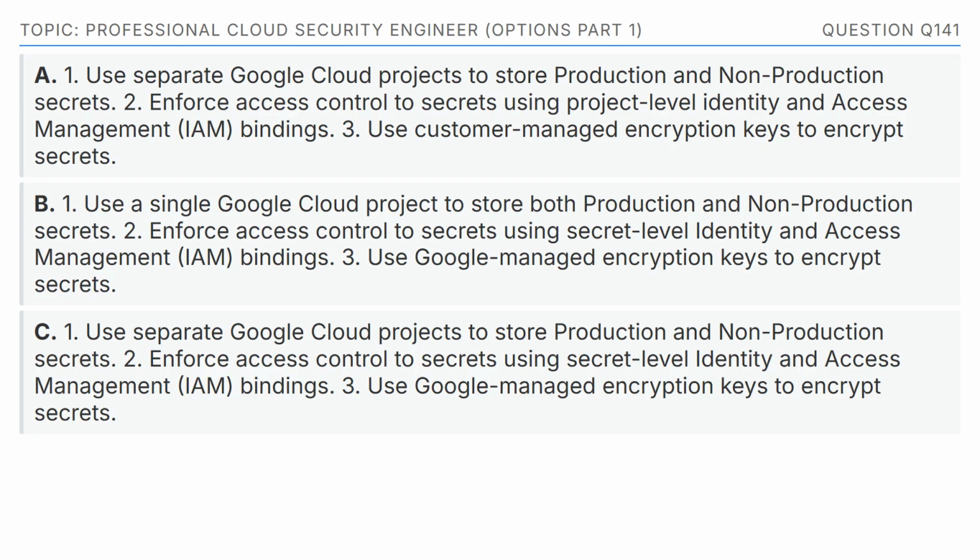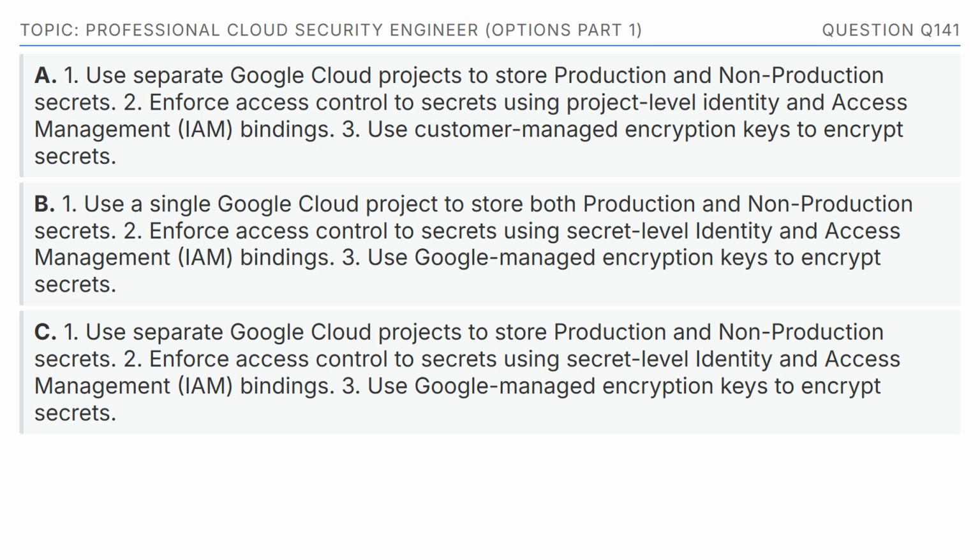Option B, 1. Use a single Google Cloud project to store both production and non-production secrets. 2. Enforce access control to secrets using secret-level identity and access management, IAM, bindings. 3. Use Google-managed encryption keys to encrypt secrets.